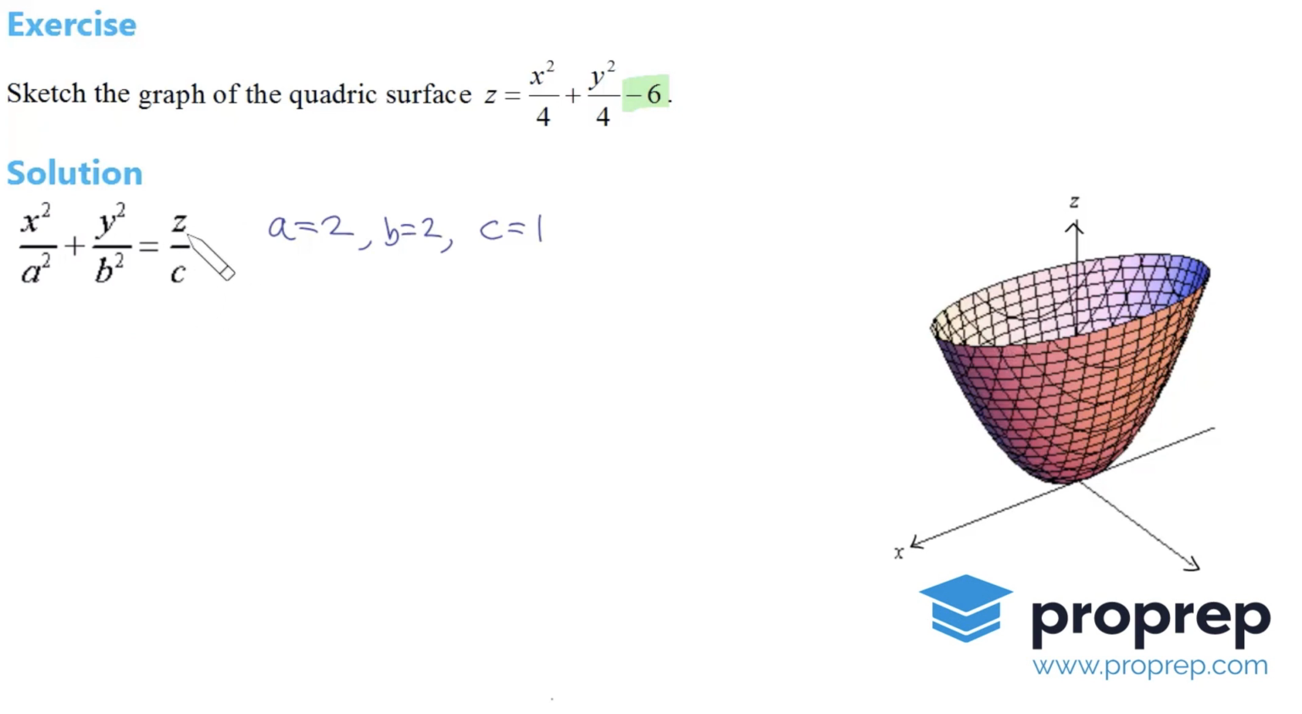The odd one out is the axis that it's centered along, and in this case z is the odd one out, so z is the axis it's centered on. And the sign of c, in this case it's positive, tells us whether it's facing upwards or downwards.